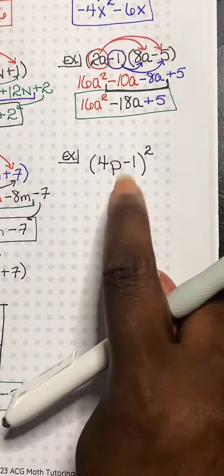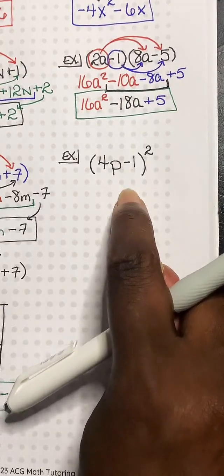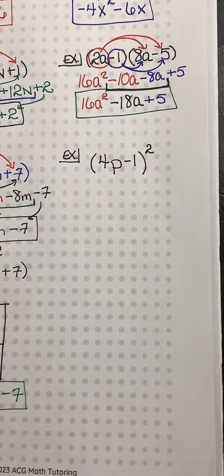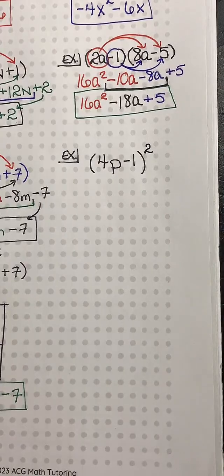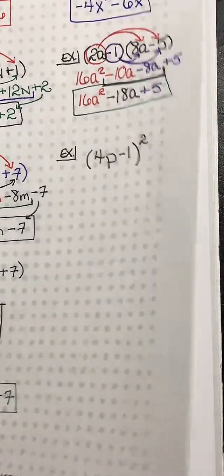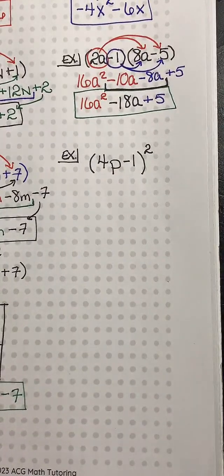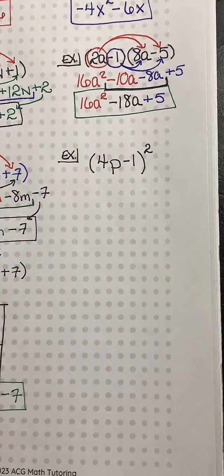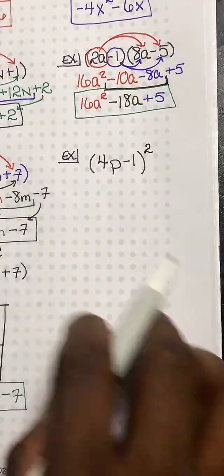This one gets a lot of people. And I know for sure there's someone out there who's like, oh, this is easy. It's 16p squared minus 1. No, plus 1. You're missing a huge chunk. Okay, we're missing a huge chunk.